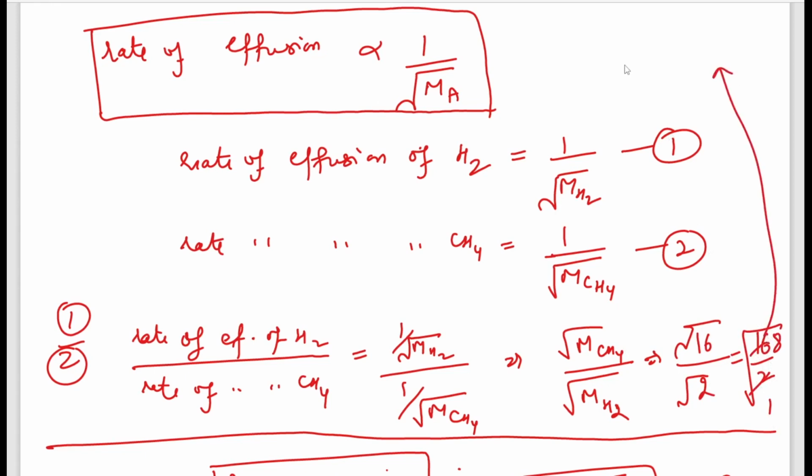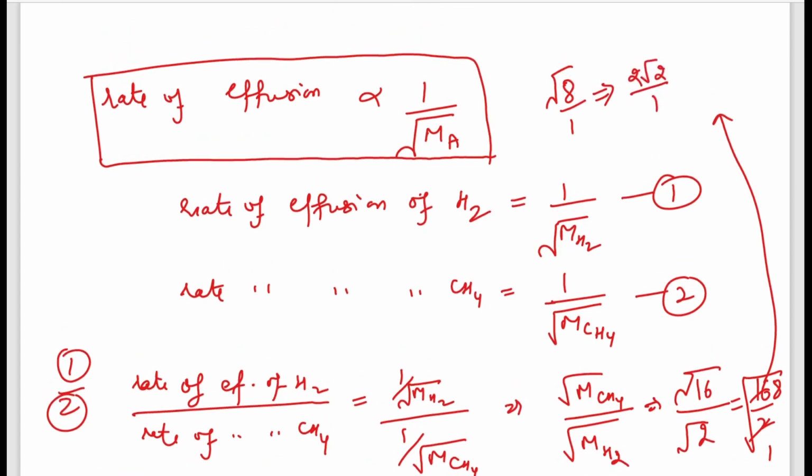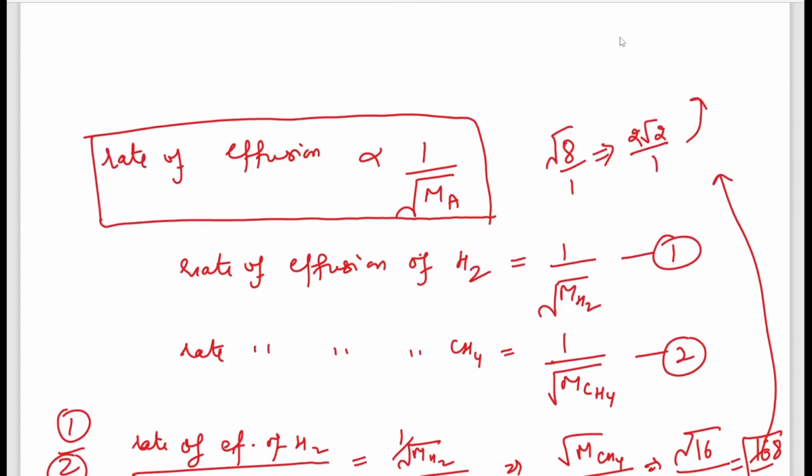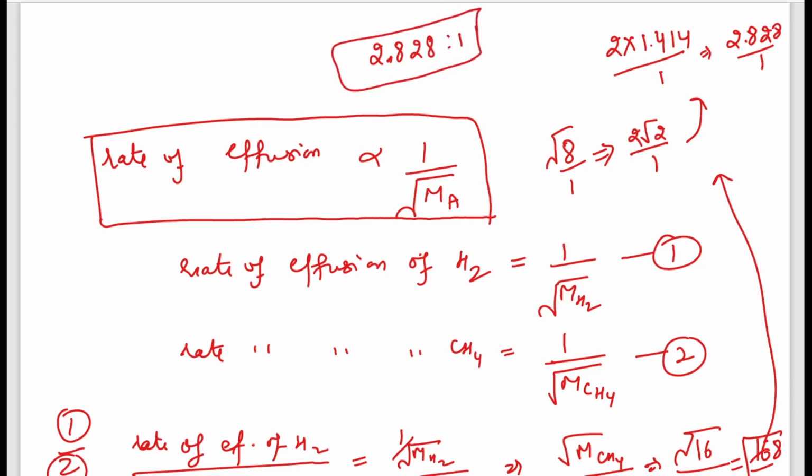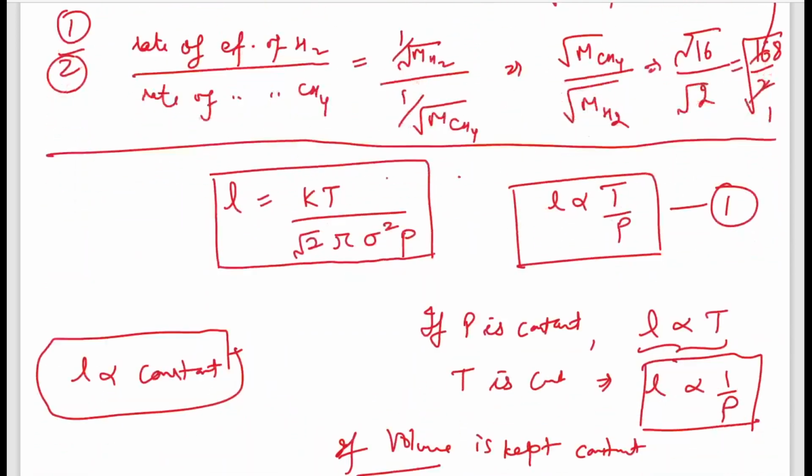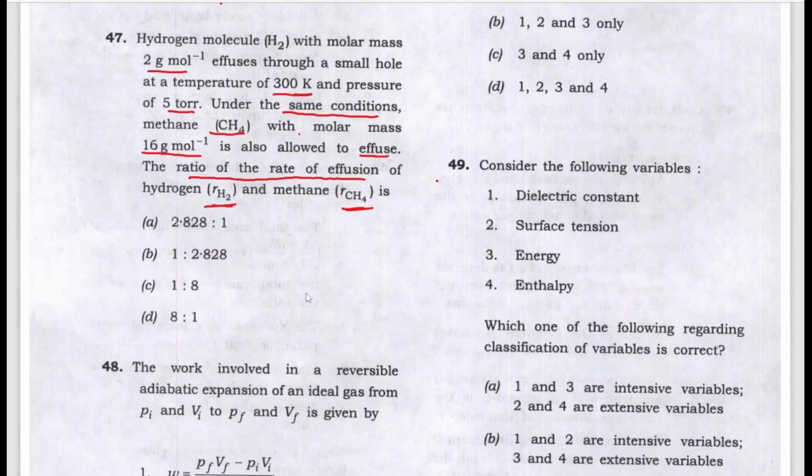So we will be left with root 8 to 1, and you can solve. Root 8 will be 2 root 2 over 1, and the value of root 2 is 1.414, so 2 into 1.414 over 1 is 2.828 over 1. So our answer will be 2.828 to 1. This is the ratio of the rate of effusion of hydrogen to methane. So our correct answer in this question will be A.